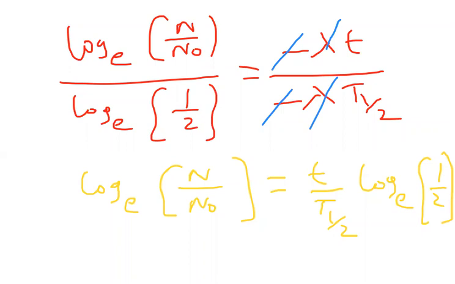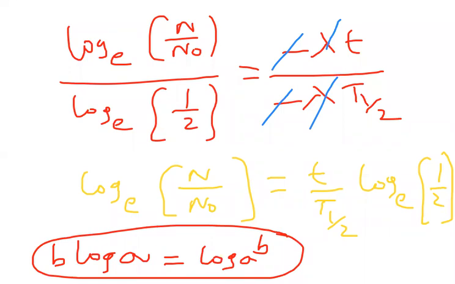Till here you remember, beta. I want to say one point in logarithms. You know very well, but still I want to explain here. B log A can be written as log A power B. This is the logarithm formula. B log A can be written as log A power B. I hope you are clear.